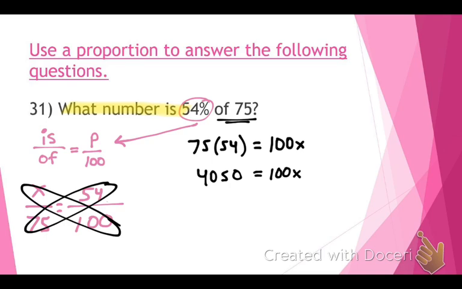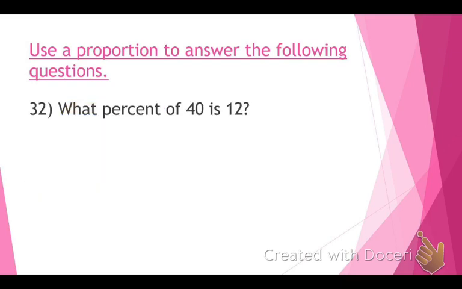Then what? And you divide by 100 on both sides. And you get 40.5. Okay, x equals 40.5. Now, let's just go back to our original question to see if that's what we're looking for. It says, what number is 54% of 75? Is that a number? Yes, it is. Therefore, you know you have done it correctly, and the answer is 40.5.